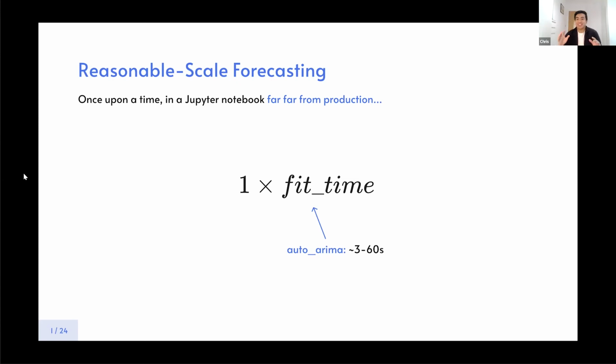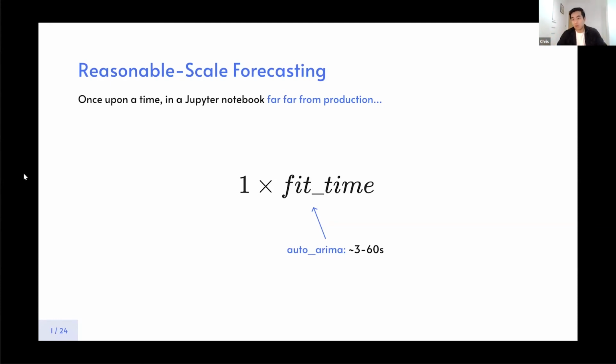So first of all, let's begin with a story. A story of a data scientist, a forecaster in the trenches, working at some reasonable-scale company, a company that's not FAANG scale, but one that deals with perhaps 10,000 or even up to 50,000 products, and with daily or even weekly data over the last 4 to 5 years.